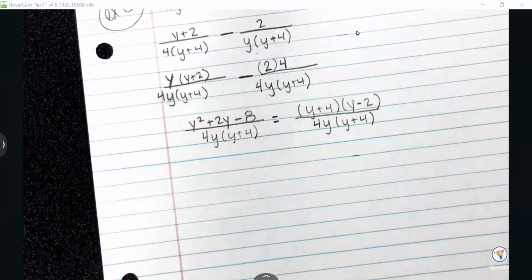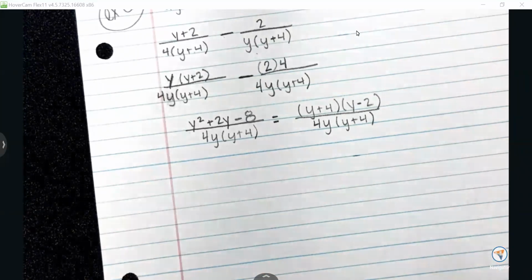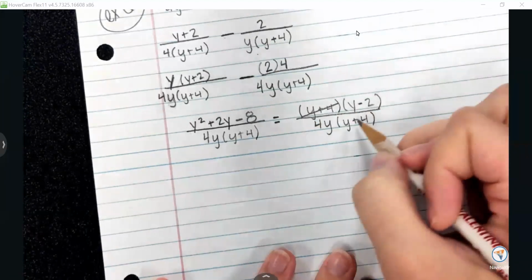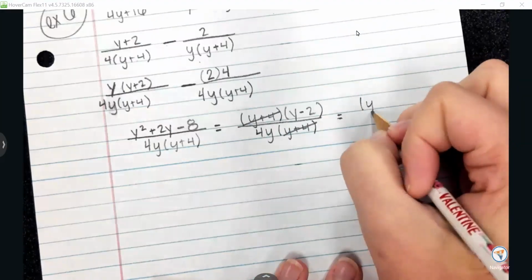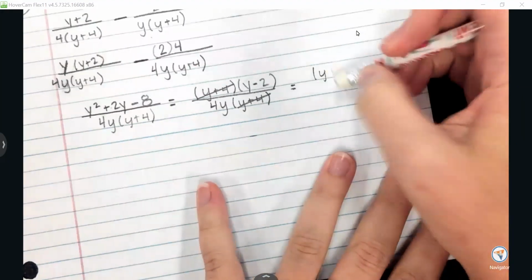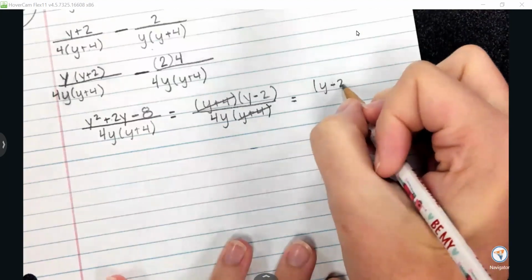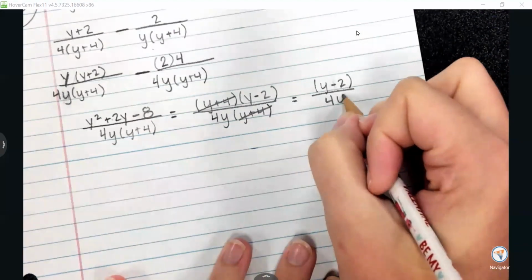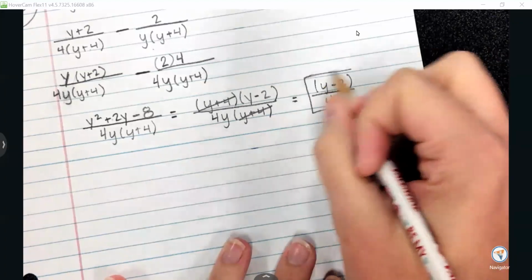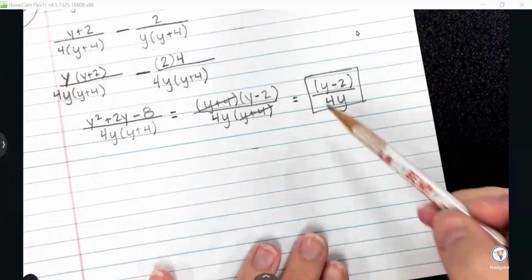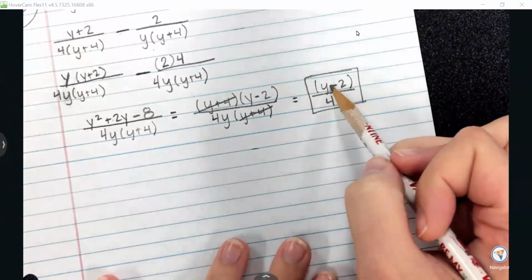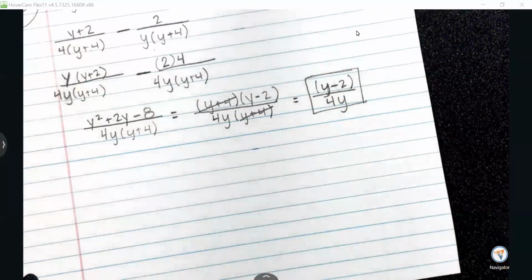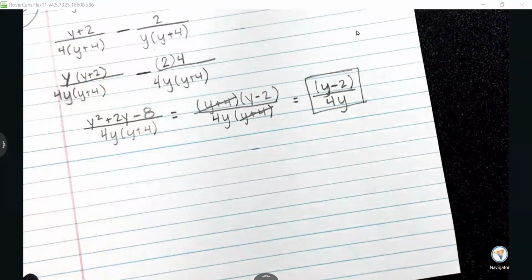What do I notice can happen now? I can cancel out my y plus 4. So left over, I have y minus 2 all over 4y. Can my y's cancel? No. Can my 2 and 4 become a 1/2? No. Nothing can change if it's held together by an addition or subtraction sign. Are we kind of seeing how to get a new denominator? Okay, let's try one more.